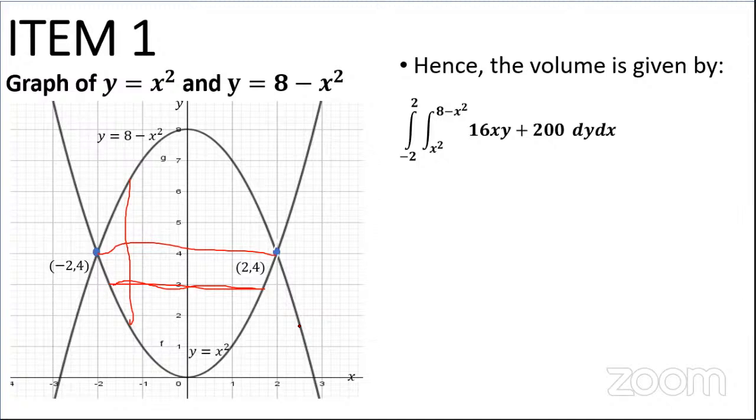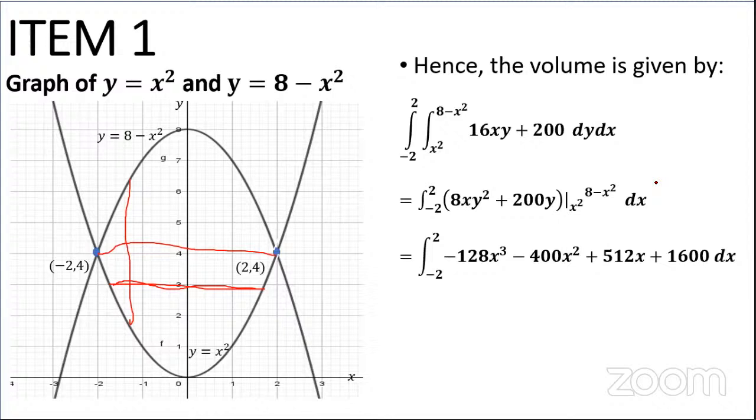Tama? Okay. So, first, integrate natin si 16xy plus 200 with respect to the variable y. From here, 16xy will become 16xy squared over 2, or simply 8xy squared. Tama? And then si 200 dito, upon integrating with respect to the variable y, magiging 200y. And then we evaluate it from the bounds x squared to 8 minus x squared. And then, upon plugging in itong bounds natin, the integral will become this.